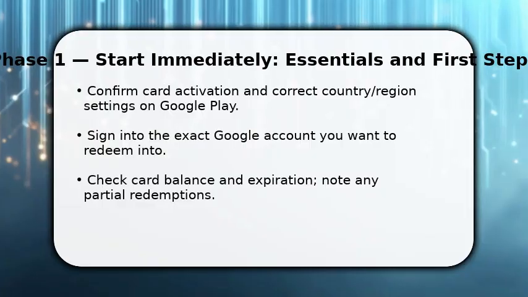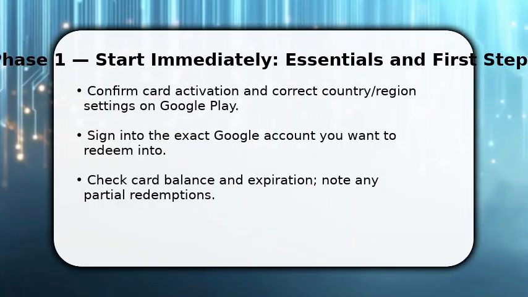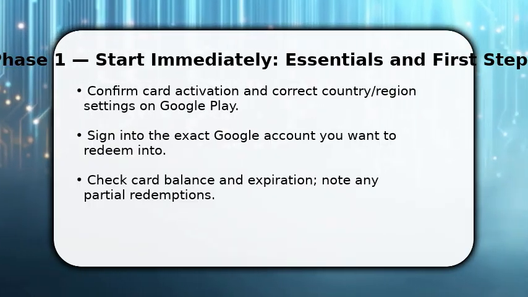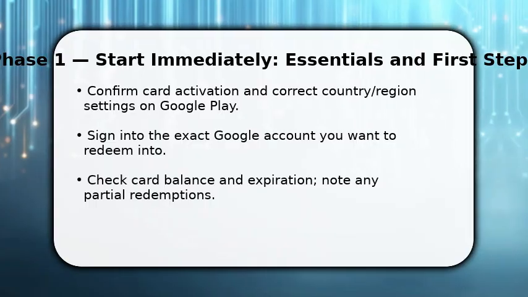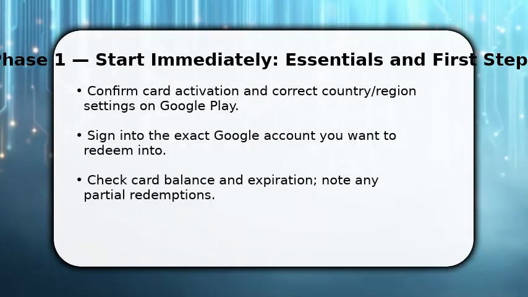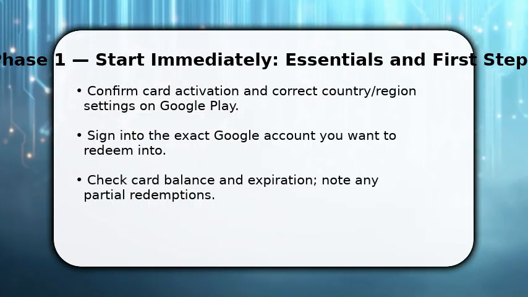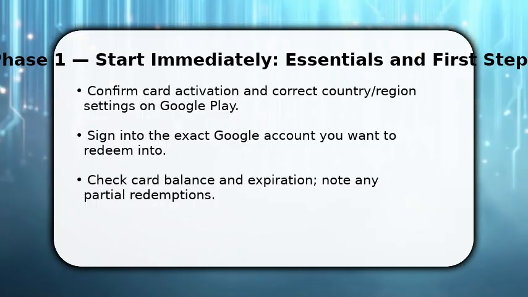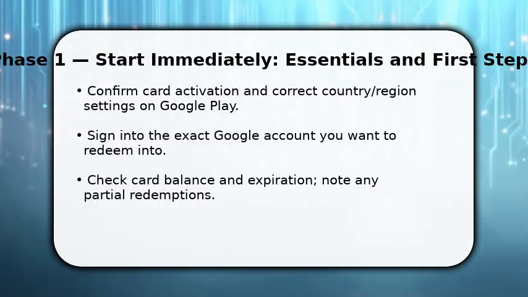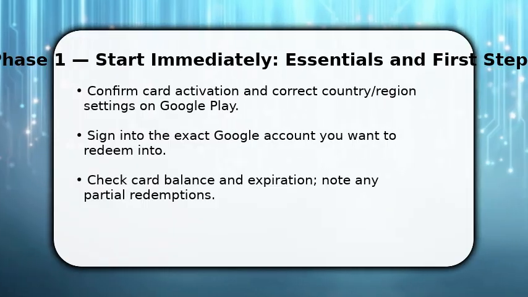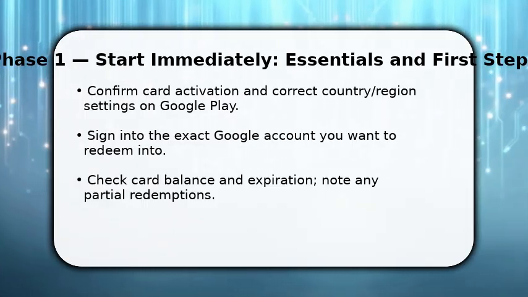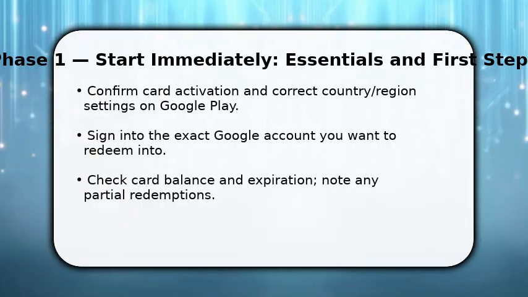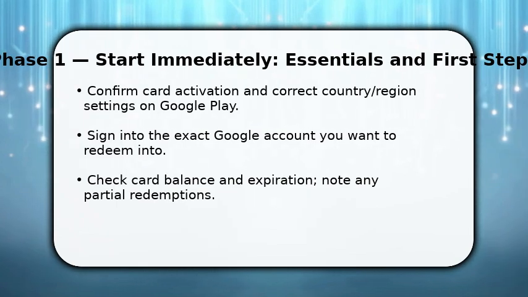Enjoy the video. You start by confirming the essentials. Check that the card was activated at purchase and that Play Store country matches the card. Sign into the exact Google account you intend to use because once you redeem, the balance ties to that account. Once done, open Play Store, tap Profile, then Payments and Subscriptions to view methods. Make sure you note any previous partial redemptions or expiration dates. These details change how the balance applies and speed up the next steps.